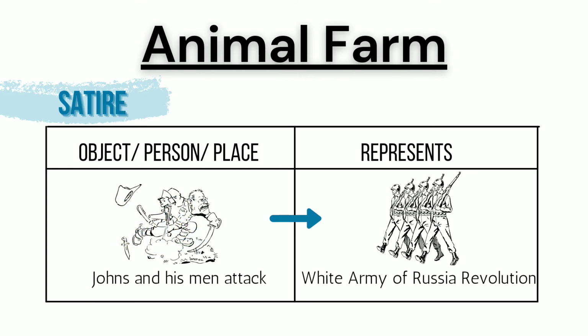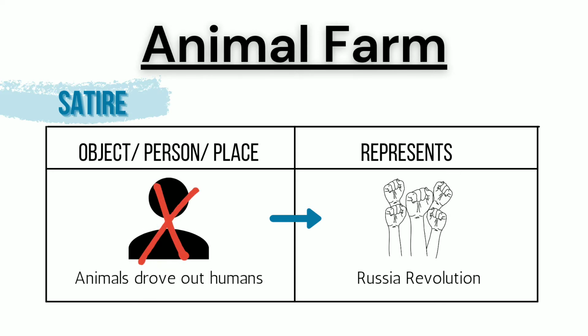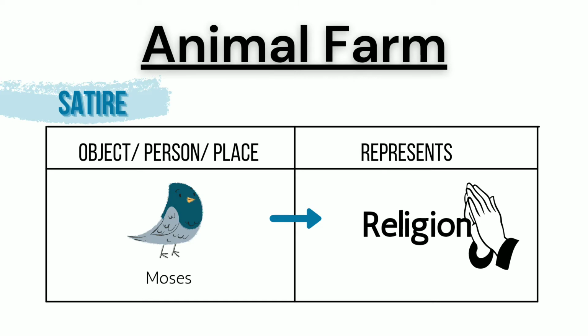When the animals break into the storehouse and begin to feed themselves, it represents World War I. And when Jones and his men attack, it represents the White Army of the Russian Revolution. And finally, when the animals drive the humans out of the farm, it represents the Russian Revolution of 1917. Next, Moses, the Raven, who does not stay along with the animals, represents organized religion.